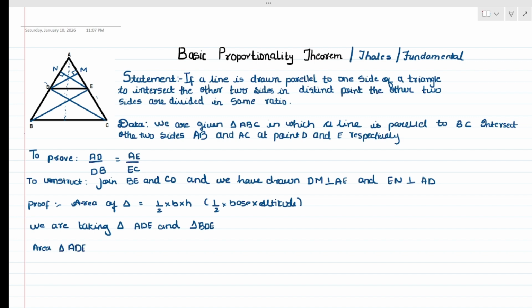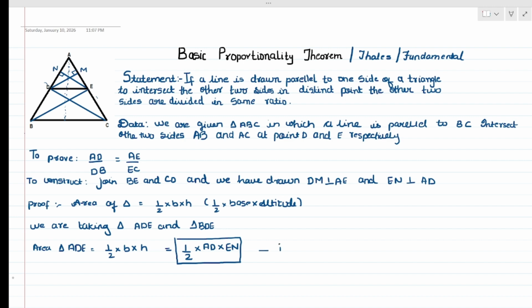Okay, so for the area of triangle ADE, what is the formula? Your formula is half into base into height. That means base into altitude. So first of all, write half. What is my base for triangle ADE? My base is AD. So I will write my base as AD. What is my altitude? What is my height? Which side is touching my base? It's altitude EN. So you will write altitude EN. Keep this in a box and name it as result 1.